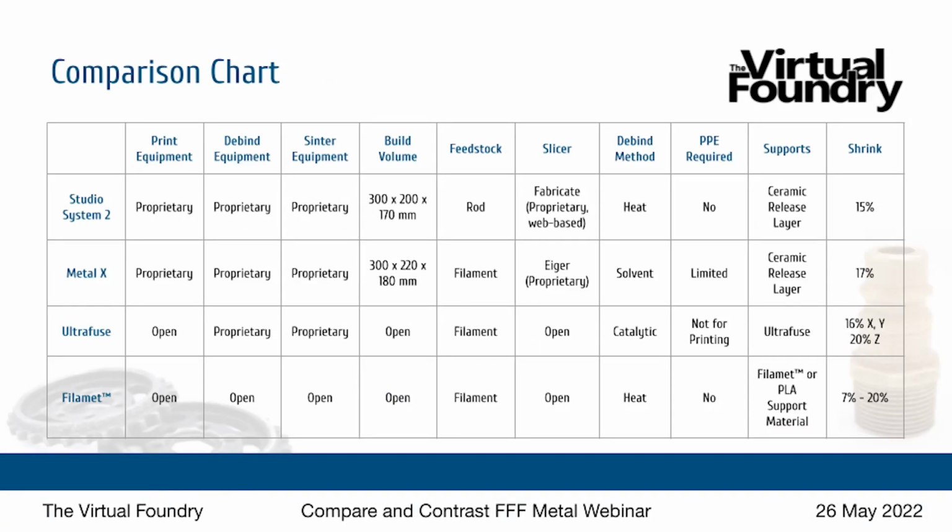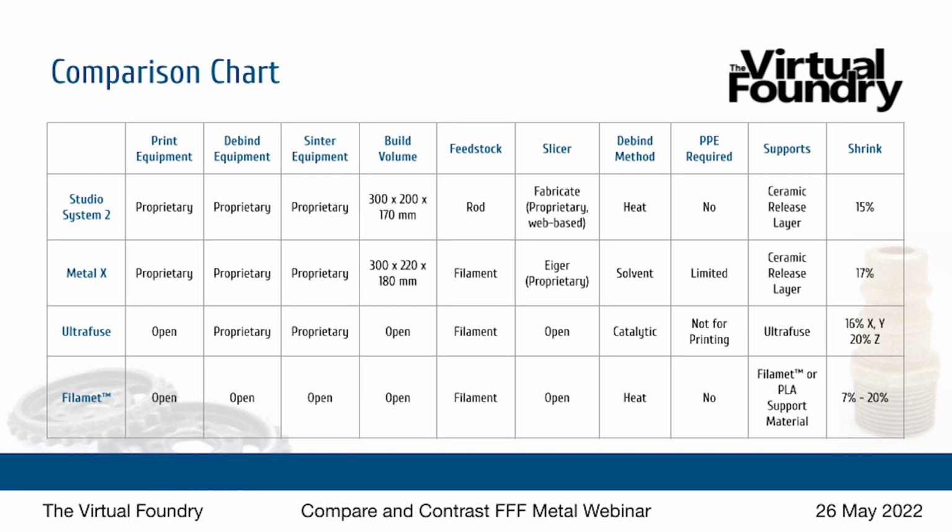Here it all is in a handy dandy comparison chart. So when we're looking at the 4 different technologies of FFF metal, we can see what print equipment that you'll need to use. 2 of them are proprietary machines. 2 of them are open. You're using any printer, nearly any printer you want. The debind equipment, 3 of those are using proprietary machines. 1 of them is open. You're using common equipment.